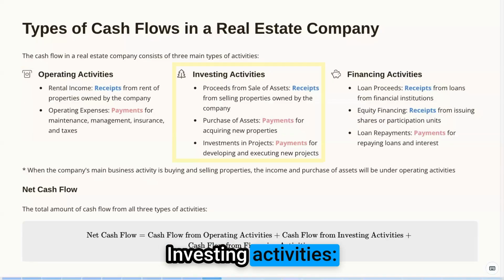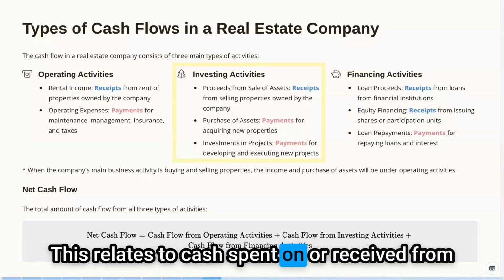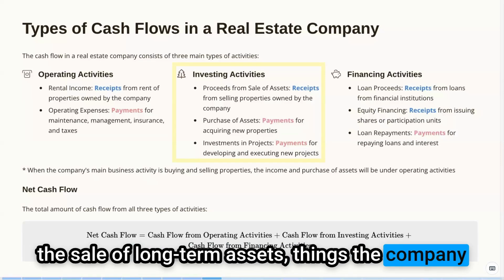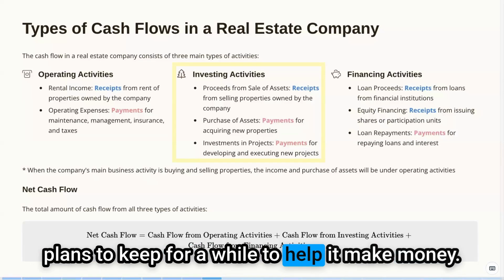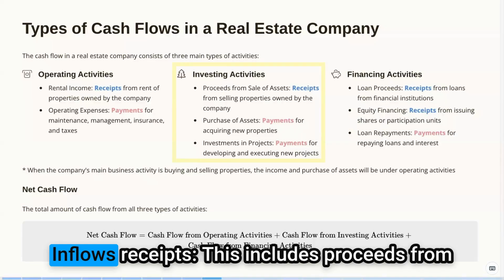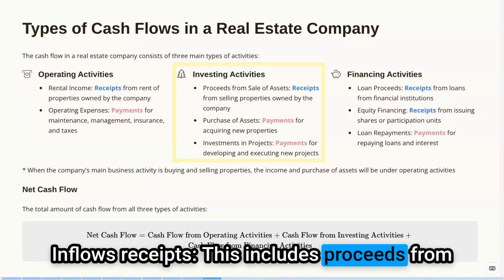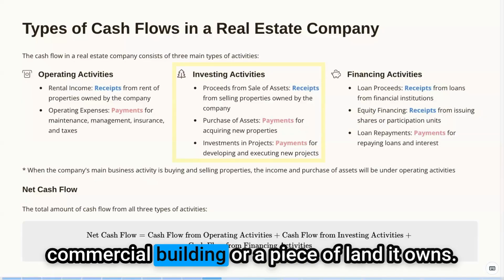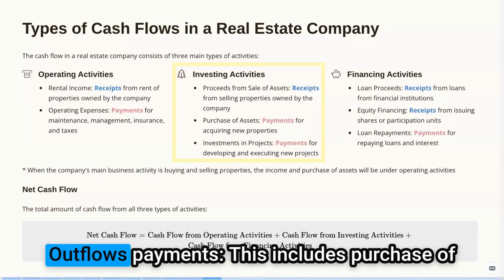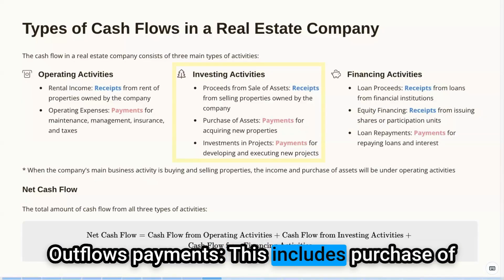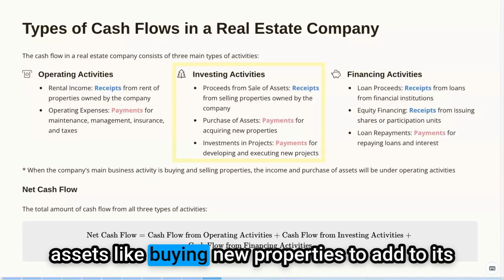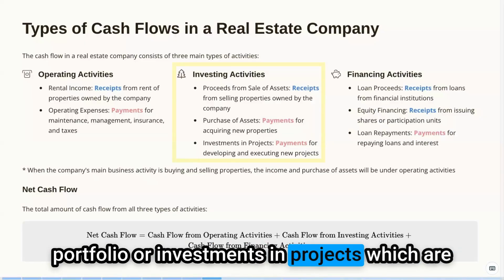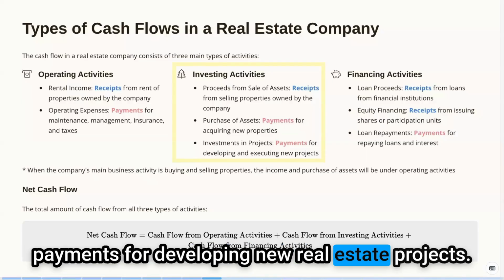Investing activities. This relates to cash spent on or received from the sale of long-term assets, things the company plans to keep for a while to help it make money. Inflows, receipts. This includes proceeds from the sale of assets, like when a company sells a commercial building or a piece of land it owns. Outflows, payments. This includes purchase of assets, like buying new properties to add to its portfolio, or investments in projects, which are payments for developing new real estate projects.